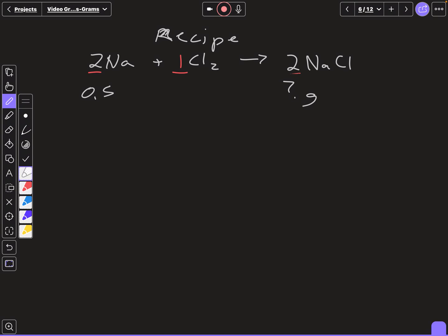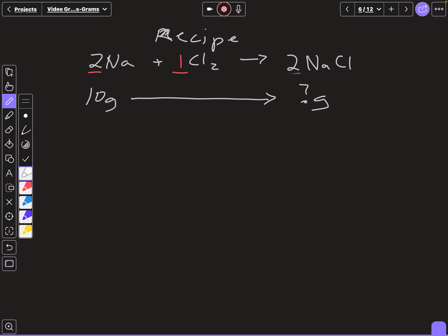Well, the problems we're going to do today are like this. It's going to say, how about if you have 10 grams of Na? Because remember, in the lab, we weigh things out with a balance in grams. We don't have a balance that weighs things out in moles. That's why we have to convert moles to grams or grams to moles in these problems. Let's say I had 10 grams of Na, and I want to know how many grams of NaCl could be produced. There is no way that I can go directly from grams of one substance to grams of another substance.